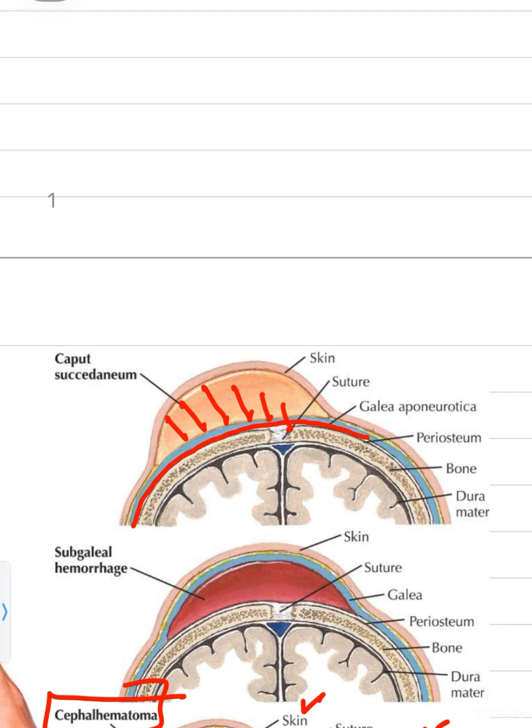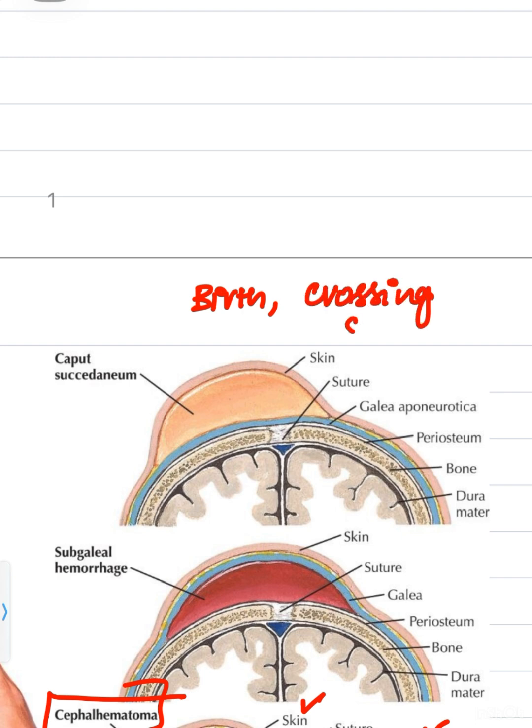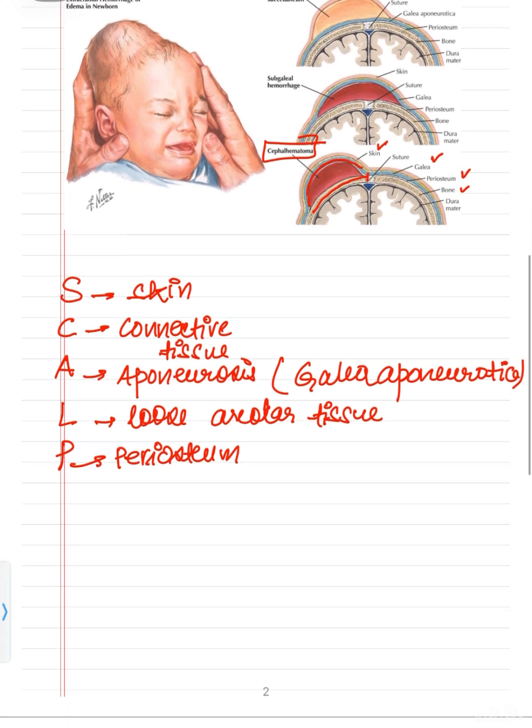The characteristic is that it is present at birth, and it is going to cross the suture line. We can very well see that it can cross the suture line, so it will not be limited by the suture line. So it will be present at birth and it will be crossing the suture line. If we go by the scalp layers, we have seen that the cephalohematoma was present below the periosteum, while this caput succedaneum is present in the connective tissue layer. So it is present here.